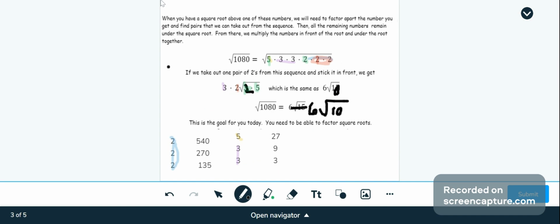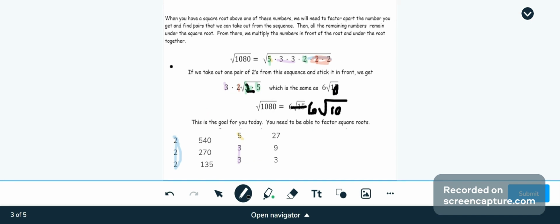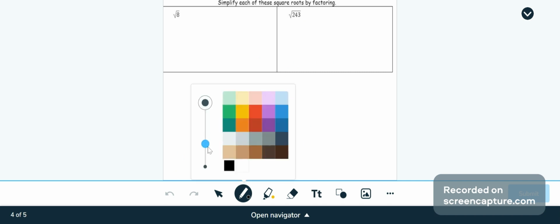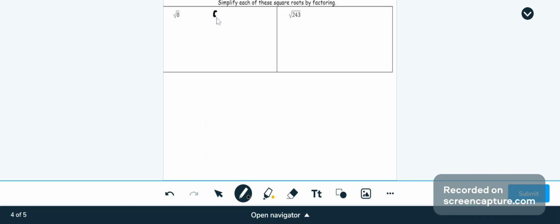Let's go ahead and practice with some of these examples at the bottom of the page, like this first one here, where it says the square root of 8. Again, when I think of 8, I think of it being even, and so I can divide it by 2. 8 gets split up into 2 and 4. Oh, that 4 can also be split up into 2 times 2.